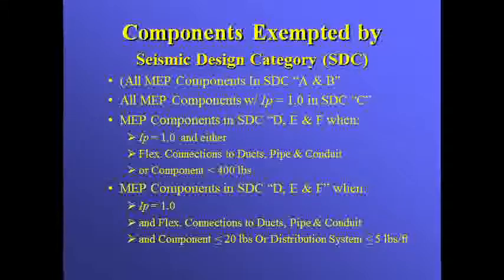The components that are exempted from the seismic sway bracing requirements based on the seismic design category are all MEP components in seismic design categories A and B, regardless of importance factor; all MEP components with a component importance factor of 1.0 in seismic design category C; MEP components in seismic design categories D, E, and F when the importance factor equals 1.0 and either flexible connections are provided between components and associated duct, pipe, or conduit, or the component weighs less than 400 pounds; and all MEP components in seismic design categories D, E, and F when the importance factor equals 1.0 and flexible connections are provided between components and associated duct, pipe, or conduit, and the component weighs 20 pounds or less, or a distribution system weighs 5 pounds or less per foot.